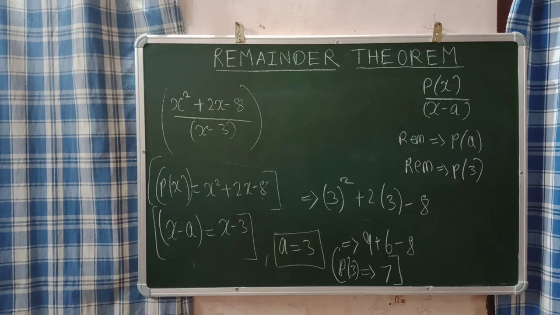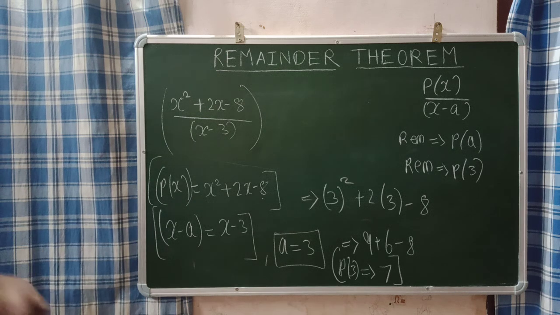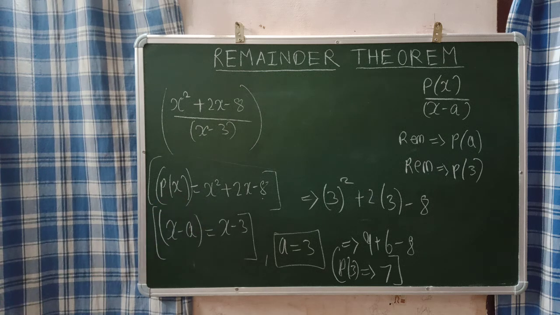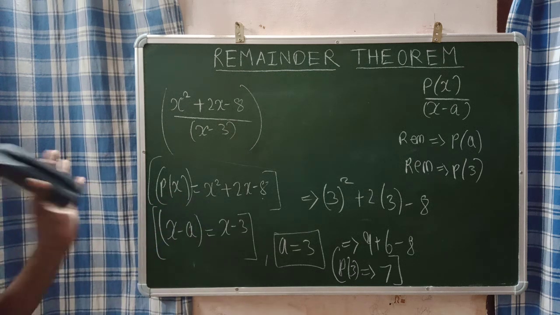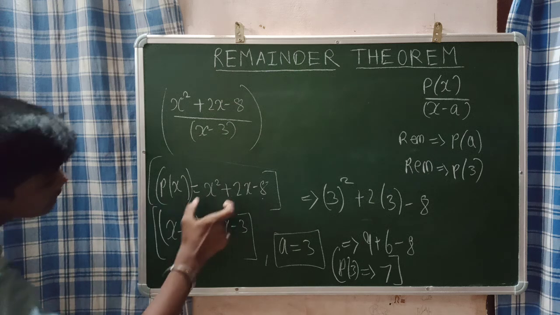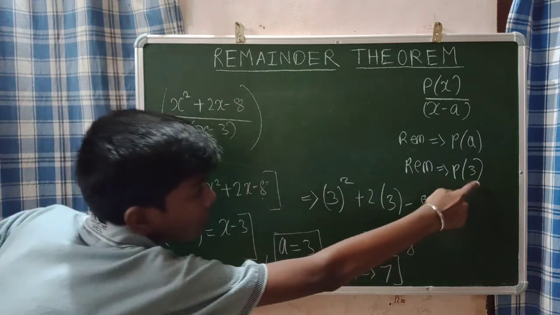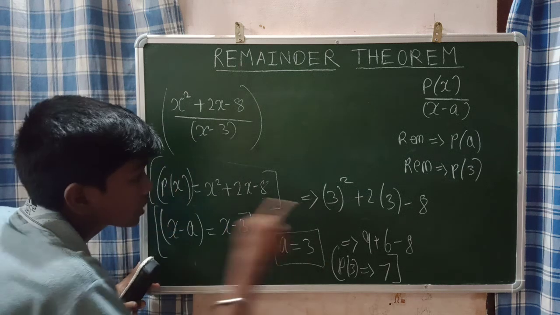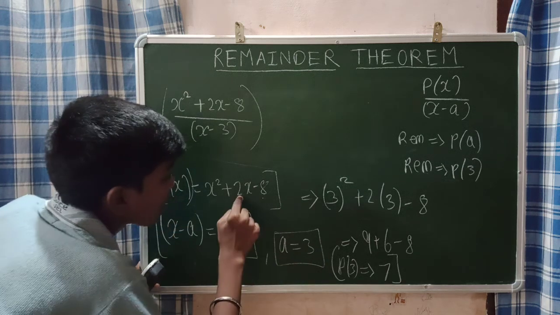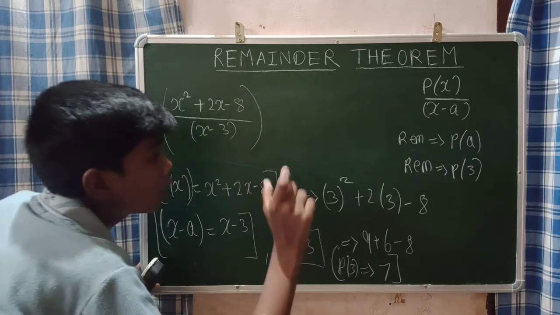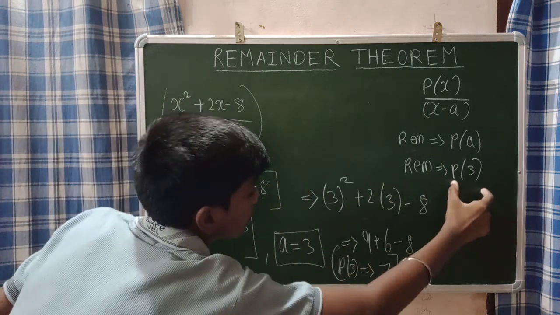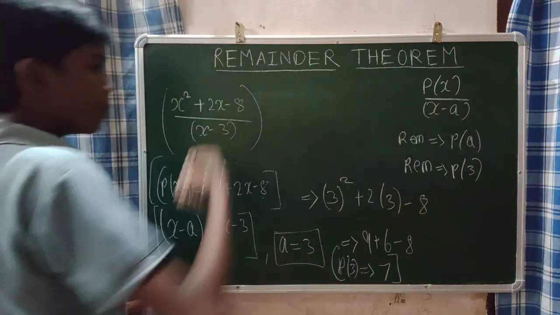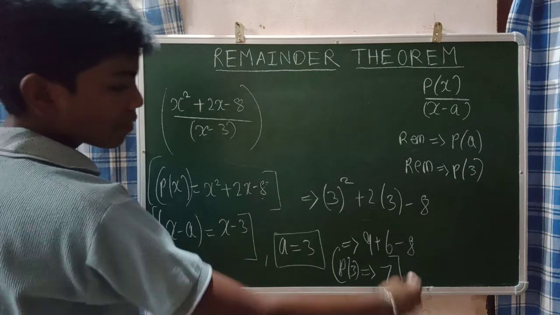As simple as that. We know that your remainder is p of 3. In order to find the value of p of 3, you just put x as 3 in this p of x. Guys, listen very carefully because this is where most people make mistakes. We know p of x is x square plus 2x minus 8. Then p of 3 will be 3 square plus 2 into 3 minus 8, because I need to put x as 3. So p of 3 is your remainder for this particular division, and p of 3 is equal to 7.